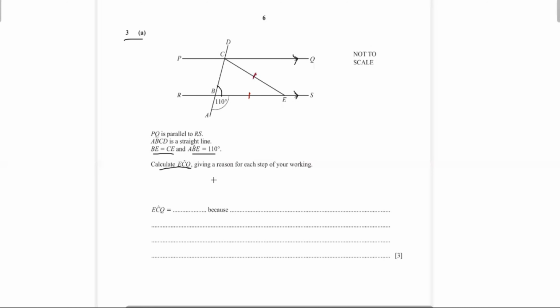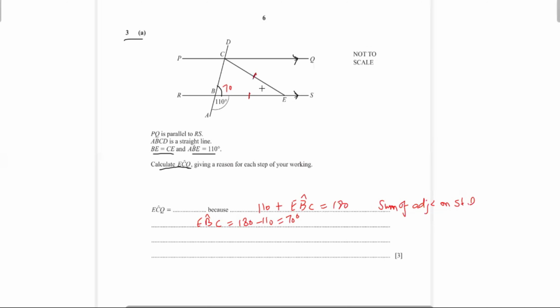Calculate ECQ. You see here, ABCD is a straight line. Sum of adjacent angles on a straight line equals 180. Therefore, we can write 110 plus angle EBC equals 180. We write the sum of adjacent angles on a straight line. EBC will be equal to 180 minus 110, that's equal to 70 degrees. Now this angle is 70.